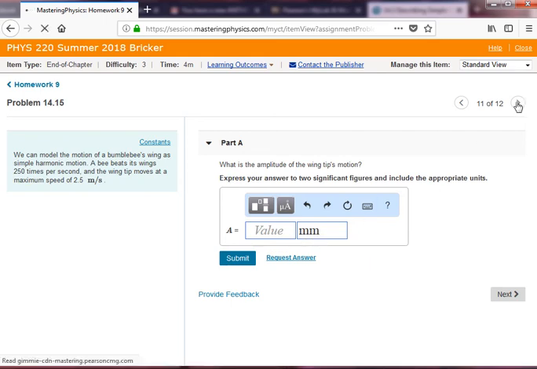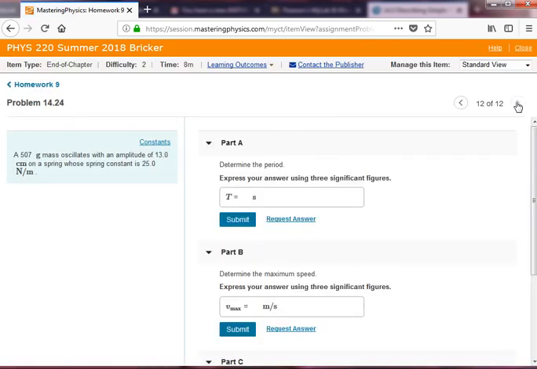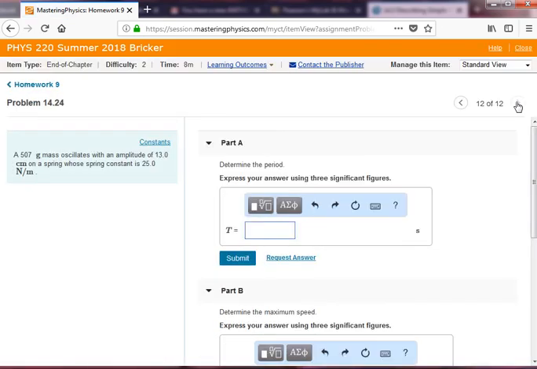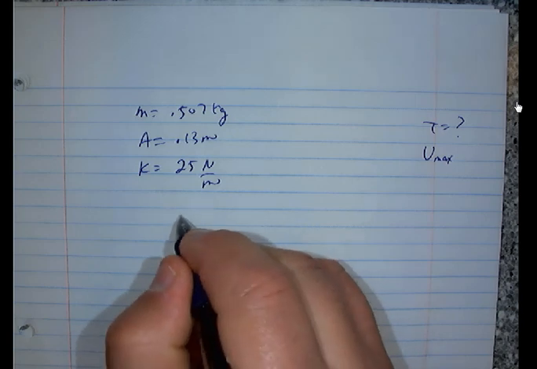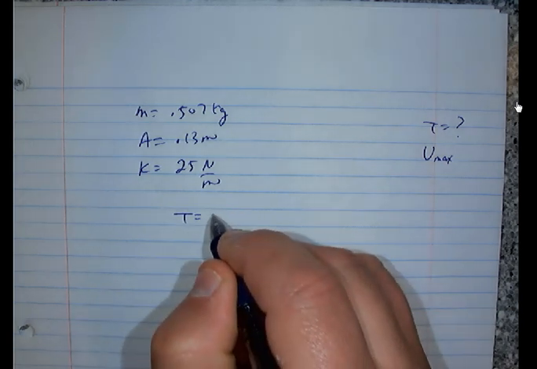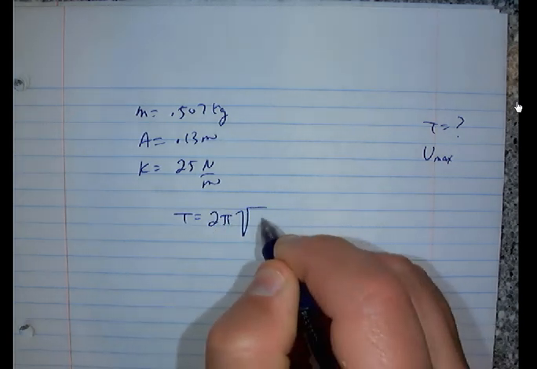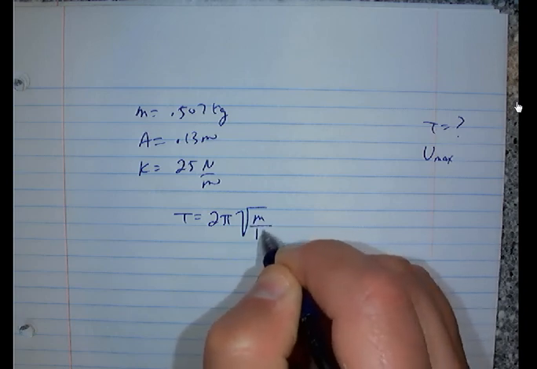And the last one on the homework: we have a 507 gram mass oscillating with an amplitude of 13 centimeters on a spring, and we're given the spring constant. We want to determine the period and the maximum speed. Let's take a look at this. They tell us we have simple harmonic motion, so again, immediately we have all the formulas for simple harmonic motion. A very useful one is the period is 2 pi times the square root of m over k.